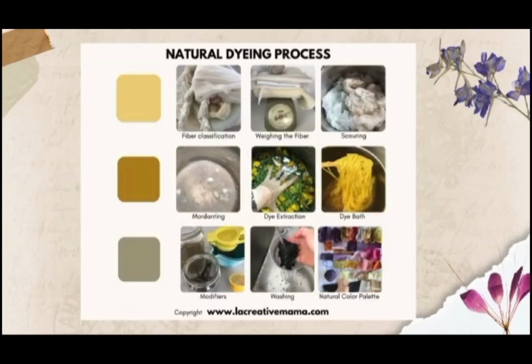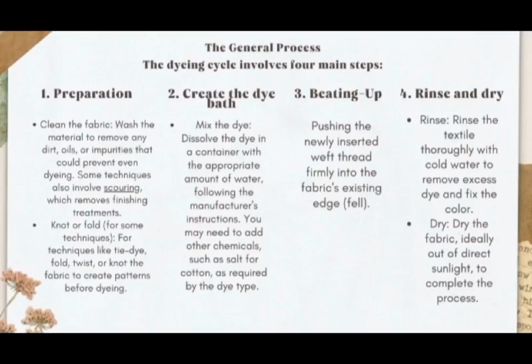So we have here the natural dyeing process of a fiber. First, fiber classification, second, weighing the fiber, and then scouring, mordanting, dye extraction, dye bath, modifiers, and then washing, lastly, natural color palette. In the previous slide, I talked about the natural process of dyeing, and here we're going to talk about the general process.